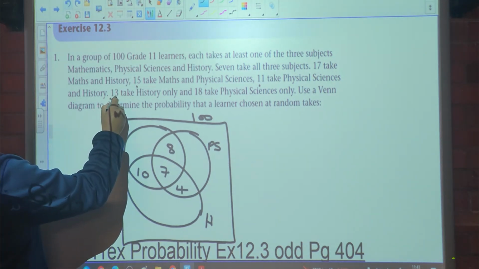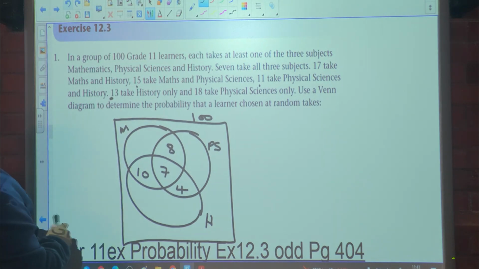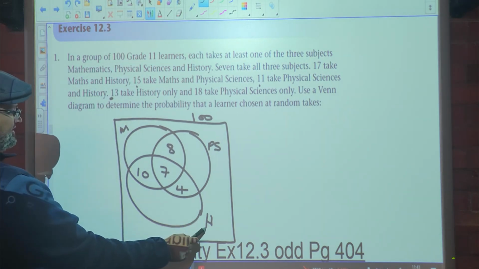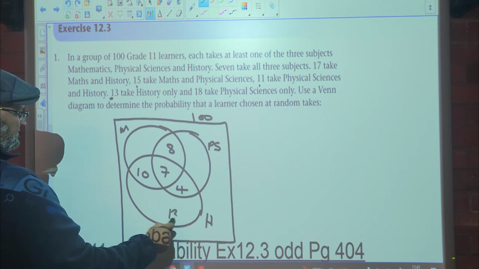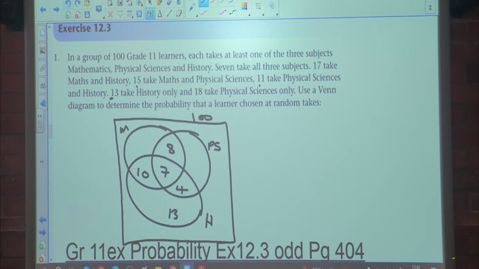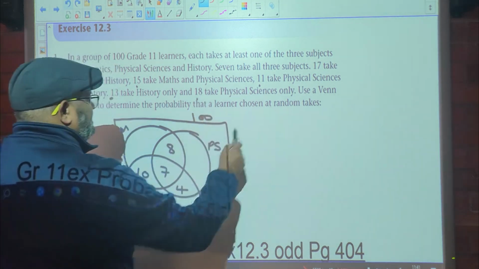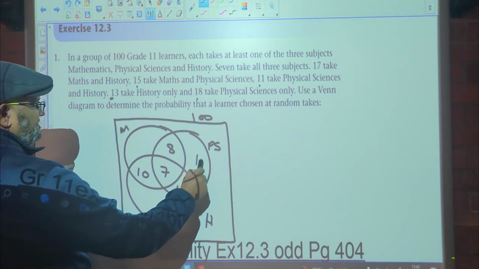13 takes history only. History only, 13. So that goes here. And 18 takes physical science only. So 18 goes there.